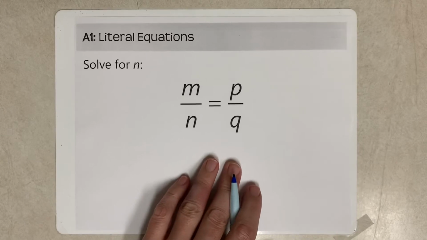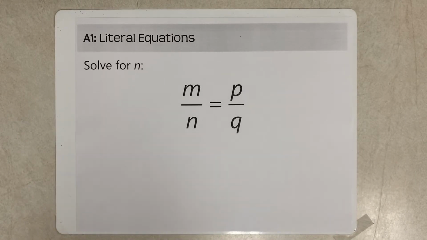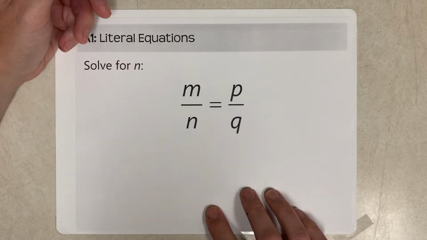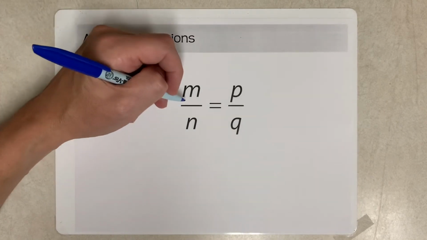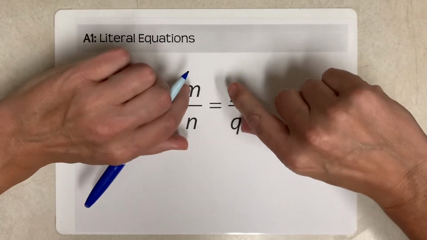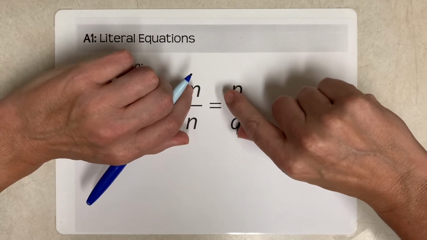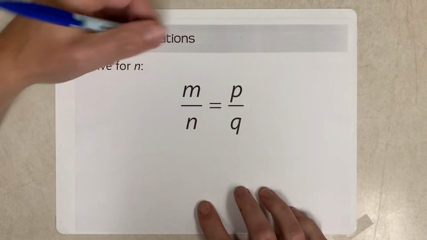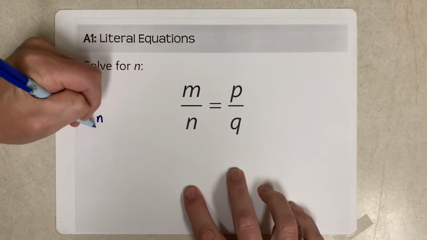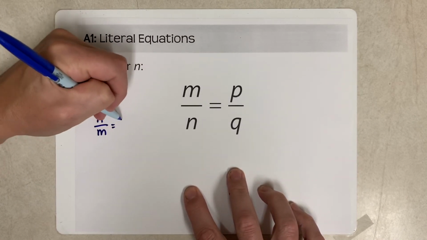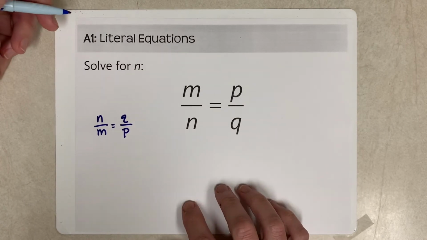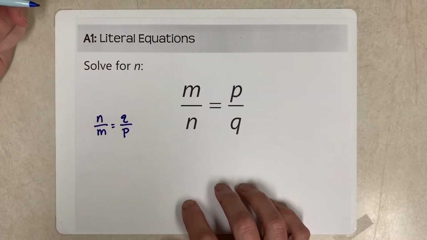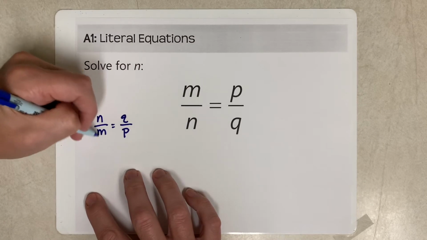Same thing here, but now I need to get n by itself. So if I need to get n by itself, here's one thing you can do. If you have a fraction on one side and a fraction on the other, you can take both sides. I don't know if you know this, but you can flip them. And if you flip them, what you're going to get is n over m is equal to q over p. It's really the same equation, but this time all I've got to do now is get rid of the m.